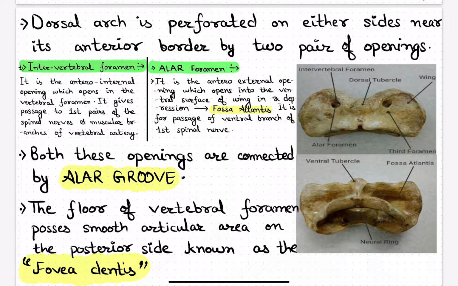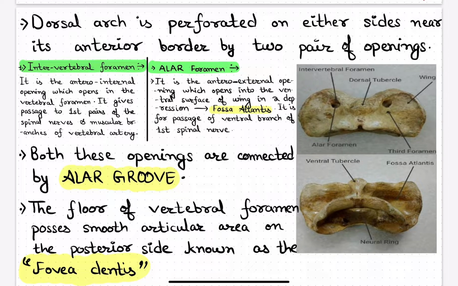Now the other foramen which we have to study is the alar foramen. It is the anterior external. This is the anterior portion of the foramen which opens into the fossa atlantis, which was this region, fossa atlantis. So it is present in the anterior region and it opens exteriorly, so it is known as anterior external.